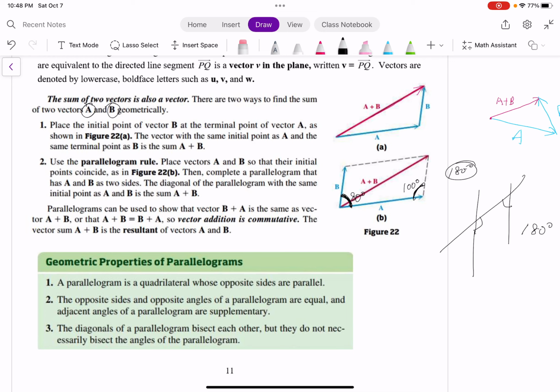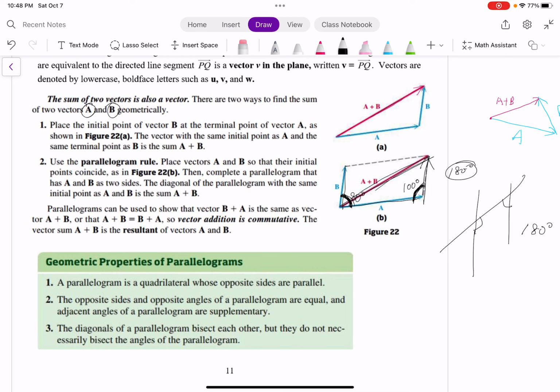That means if I know the angle between A and B, I can move B to this side. And then I know this is A, this is B, so I know the angle between A and B, so I can find the length of the side opposite the 100 degree angle. Let's see the next part. I want to erase this, it's too messy.